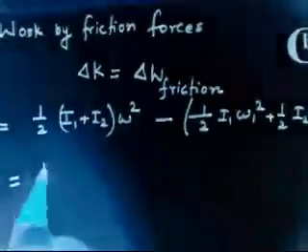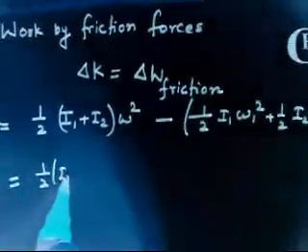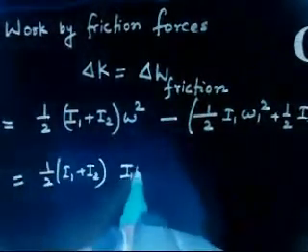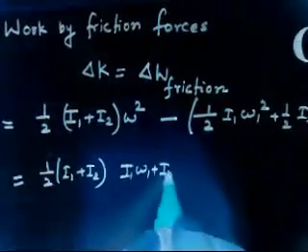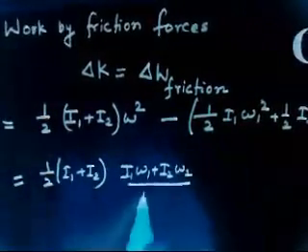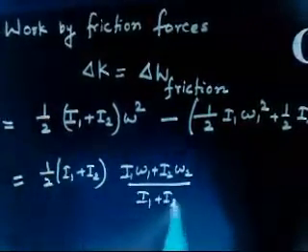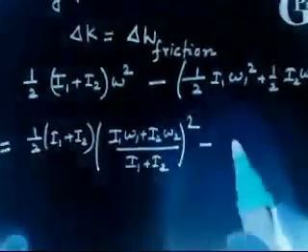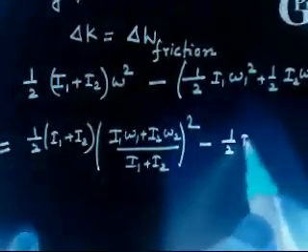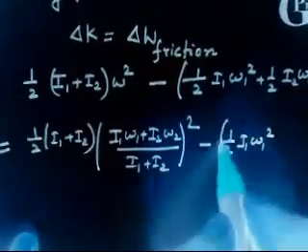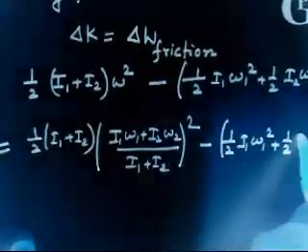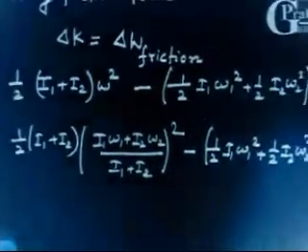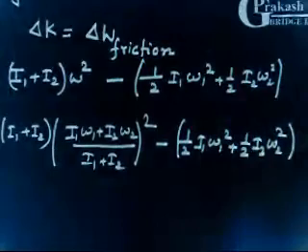So if I plug in the value of omega, half I1 plus I2 times I1 omega 1 plus I2 omega 2 divided by I1 plus I2, raised to the power 2, minus half I1 omega 1 square plus half I2 omega 2 square. Now I do some manipulation.